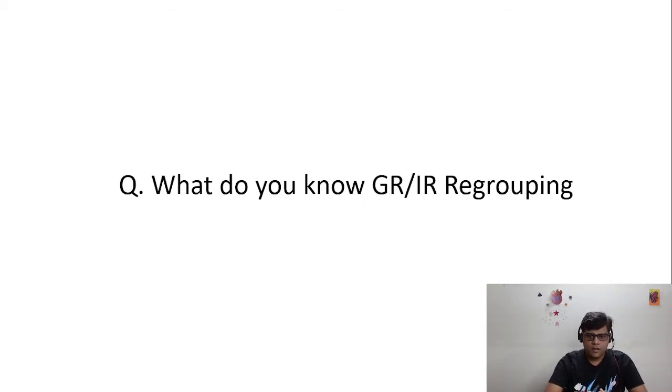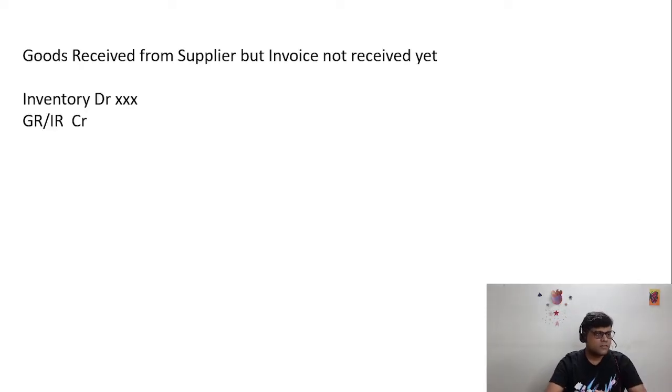So what is the GR/IR account? The GR/IR account stands for goods receipt and invoice receipt, which we already know. It is part of our FI-MM integration. When we have goods received, at that time we debit our inventory account and credit our GR/IR account. So when goods are received from the supplier, the invoice is not yet received. That means GR is done and invoice not yet received, which is when you process your MIGO entry. The accounting entry is inventory account debit and GR/IR account credit.